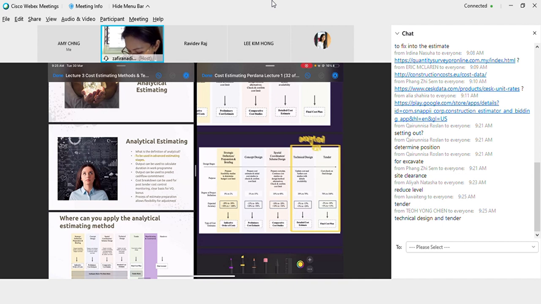Analytical estimating method. Untuk buat estimate, the output would be detailed cost estimate dengan final cost plan. Final cost plan ni, data-data yang dalam final cost plan ni akan jadi harga dekat dalam BQ. So these are the output. This is the stage and this is the method. Okay?